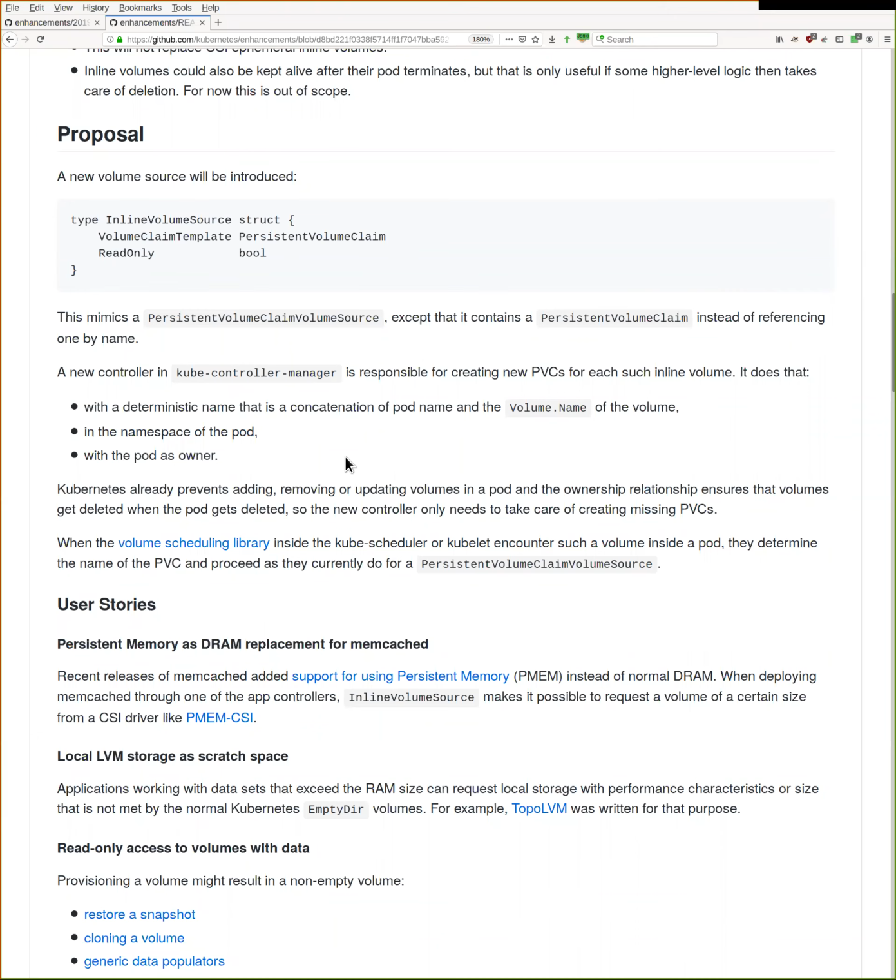From a technical aspect, we might need to check with API machinery on whether or not it's possible to embed a template in a template, because pod spec is used as a template. So there might be some technical challenges with embedding another template within that. But stateful set does that. No, stateful set is one level out.